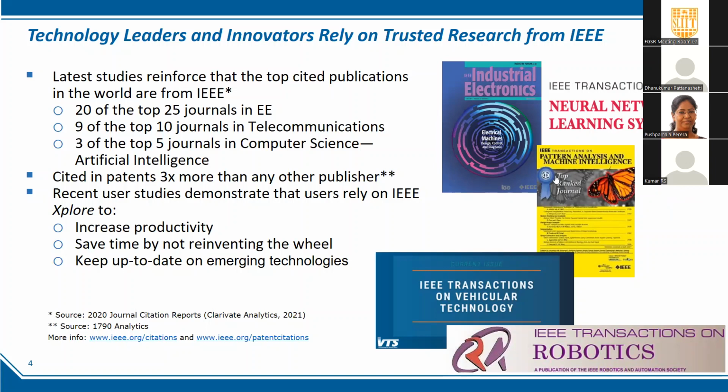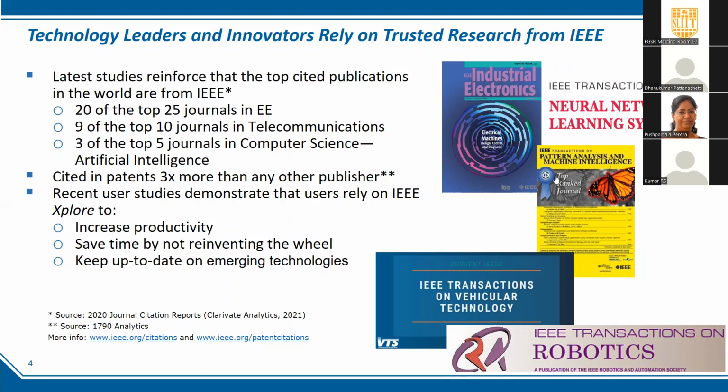If you look at the list here, in electrical and electronic engineering, there are 20 journals out of the top 25 journals in the Journal Citation Reports, which look at how well the journals are impacting the whole world, in the sense of how often the articles published in a journal are being cited. So IEEE journals are always on top when it comes to technical publications via the Journal Citation Reports. In telecommunications, 9 of the top 10 journals are published by IEEE.